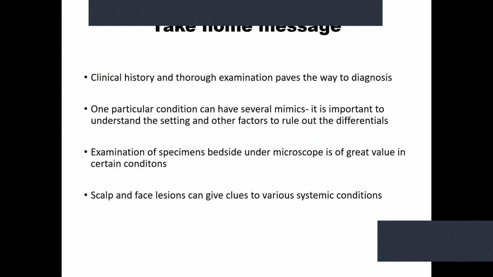So the take-home message here is that clinical history and thorough examination pave the way to diagnosis. One particular condition can have several mimics. It is important to understand the setting and various factors, like whether the patient is immunocompromised or has any underlying disorders or other comorbidities, to rule out the differential. Examination of specimens bedside under the microscope is of great value in certain conditions, like using a Wood's lamp, and most of the time it is a spot diagnosis which is very easy. And scalp and face lesions can give various clues to various systemic conditions.